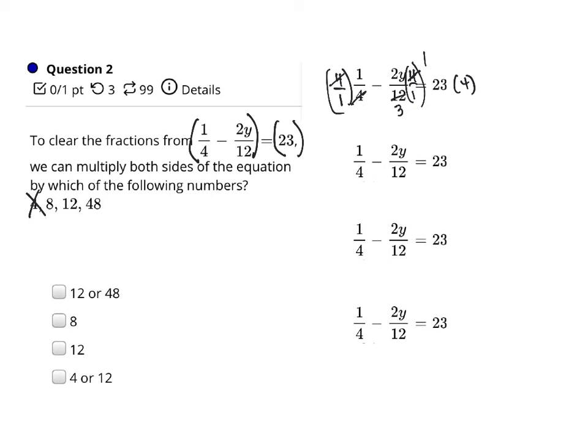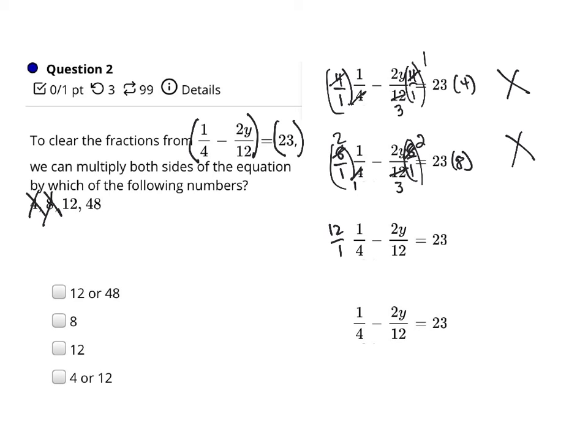Next is 8. So we multiply this by 8 over 1, and this by 8 over 1. And 23 times 8, it doesn't matter on that because it's two integers multiplying together. Right here, the 4 will go into 4 once, and 4 goes into 8 twice. That's good. We got rid of the fraction. Here again, 4 will go into 8 twice, and 4 will go into 12 3 times. It doesn't matter that we have a 2 on top. The problem is we still have a fraction in the denominator. So the 8 will not work. So let's try 12.